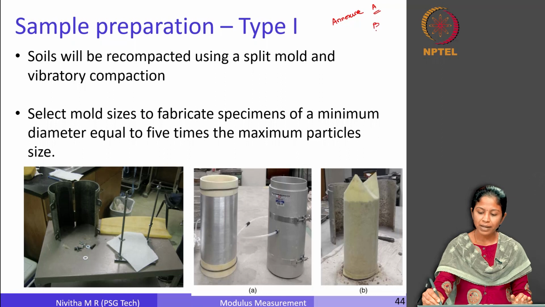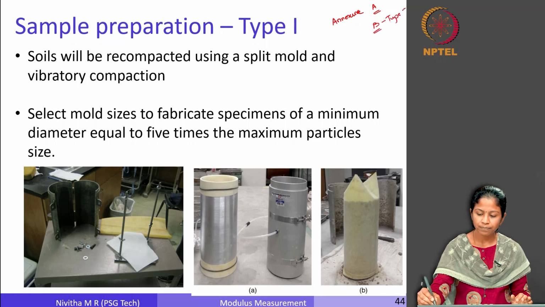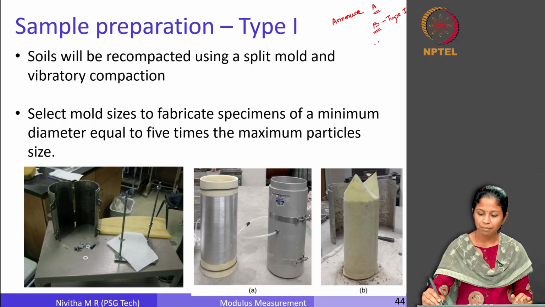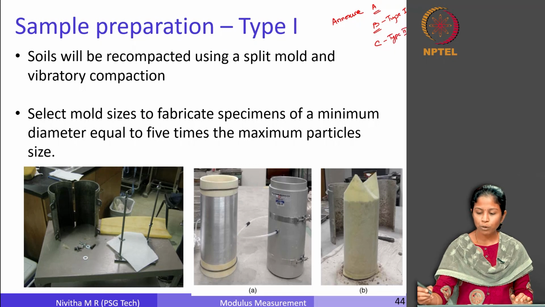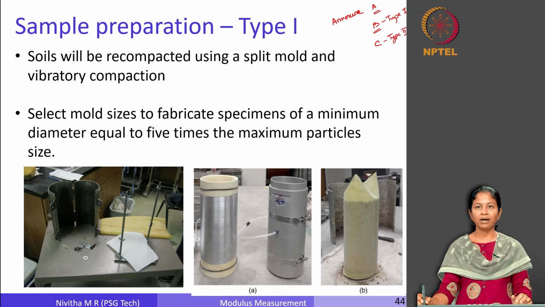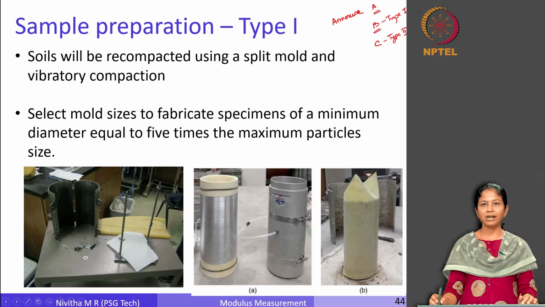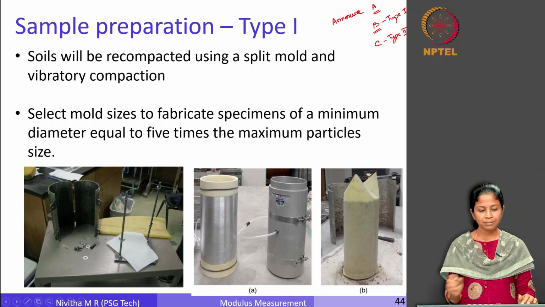And in annexure B, the procedure to compact type 1 soil is given, and annexure C gives it for type 2 soil. Type 1 soils are mostly granular and non-cohesive, so they have to be compacted in a different way, mostly using a vibratory kind of compactor, whereas type 2 materials are cohesive, so they have to be compacted differently. That is why the procedure is given differently for both these materials.